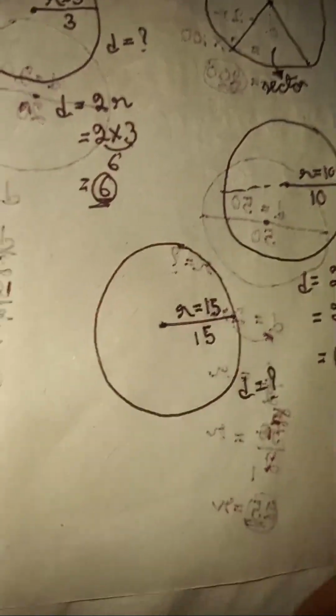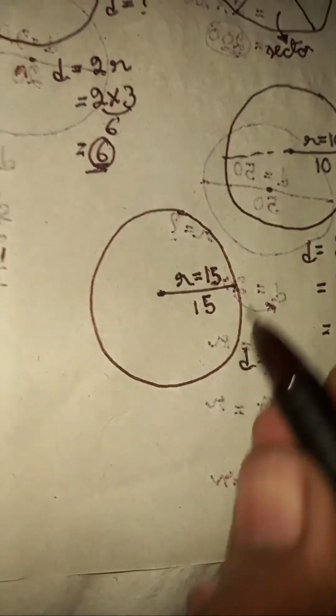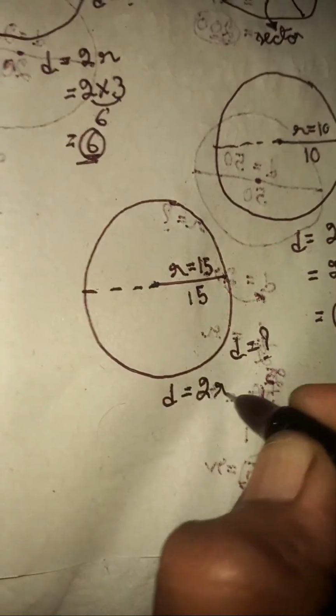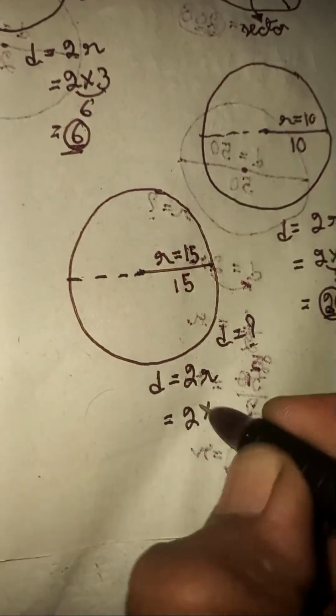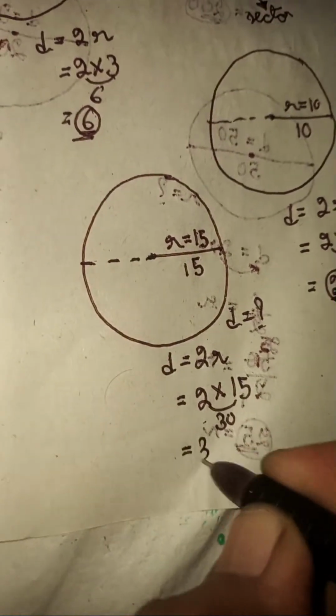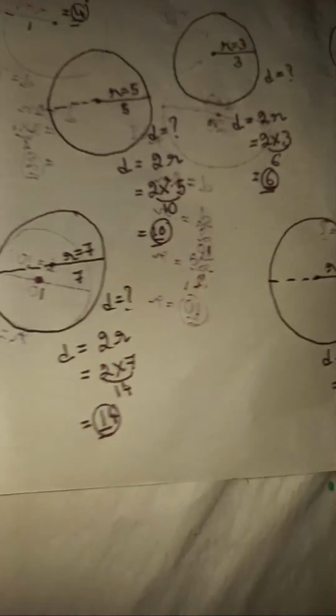What is the diameter? Here also you can find diameter as 2 times of radius. It's going to become 2 times of 15 units. 2 times of 15 is 30 units. So diameter is 30 units.